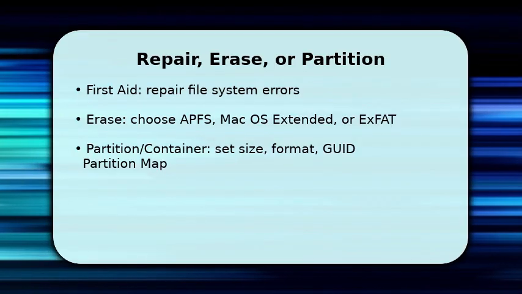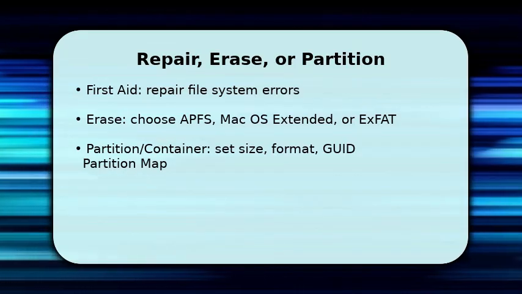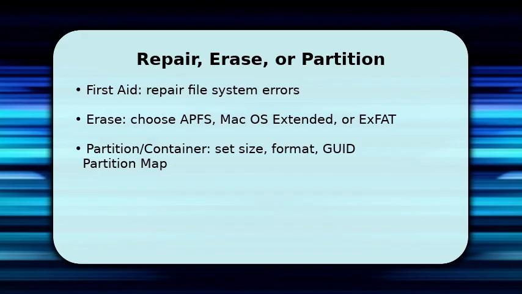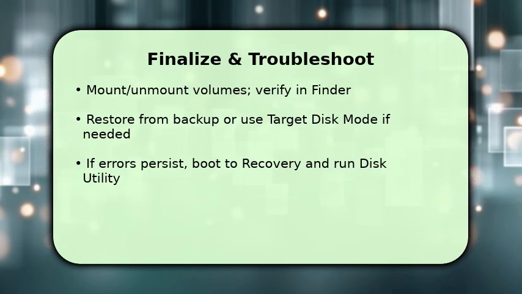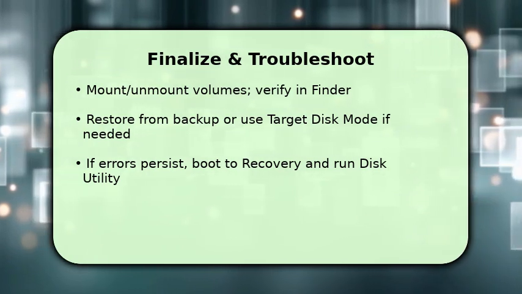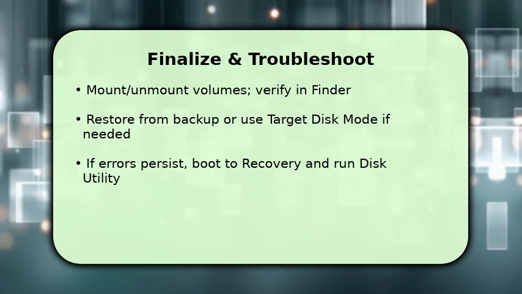When partitioning, adjust sizes and create containers carefully, because resizing can be risky. You finish by applying changes, then mounting volumes and checking them in Finder. Once mounted, test file access and permissions. Make sure the expected free space and format appear. If you erased or repartitioned, restore data from your backup now.